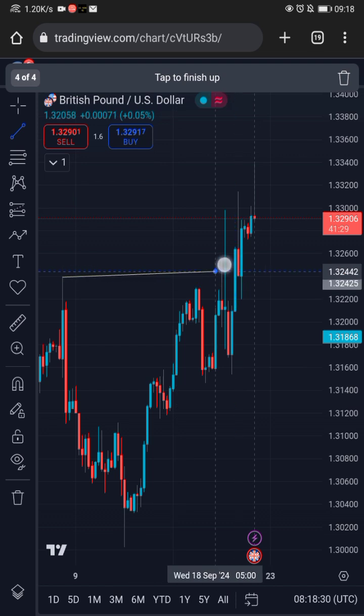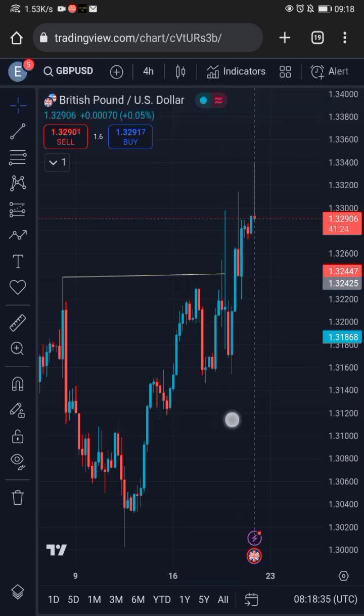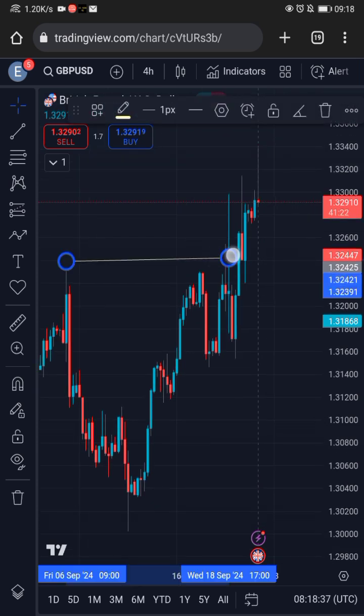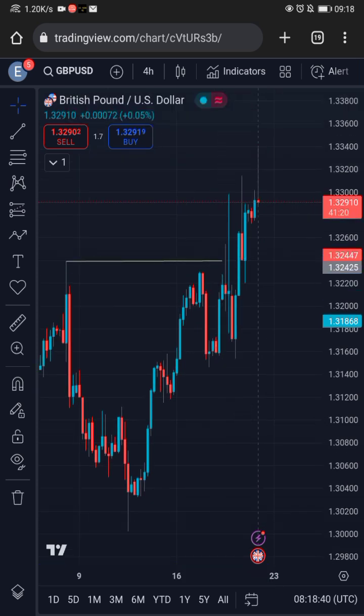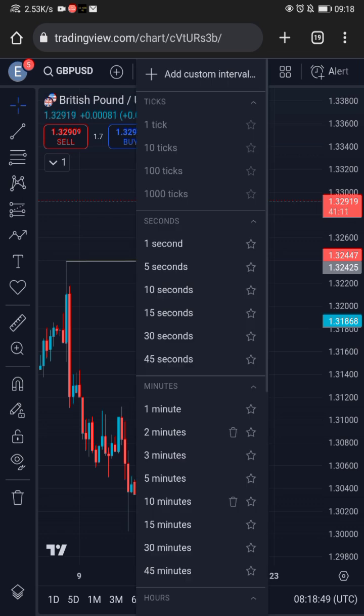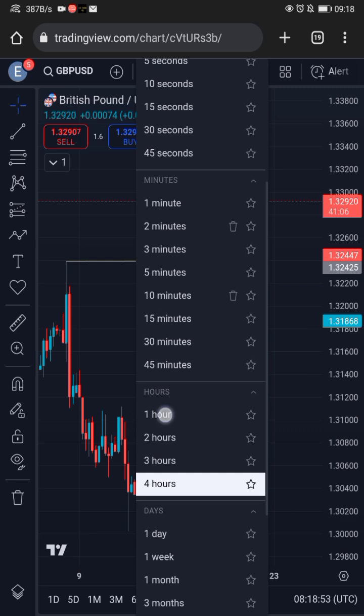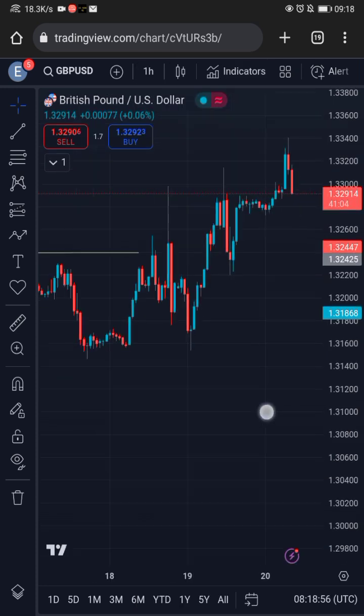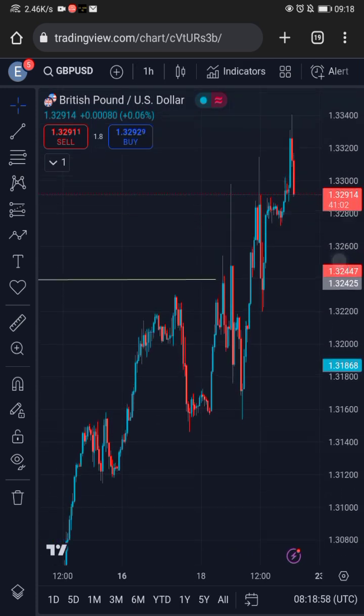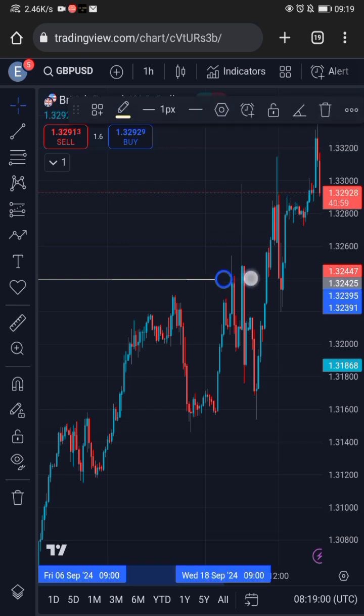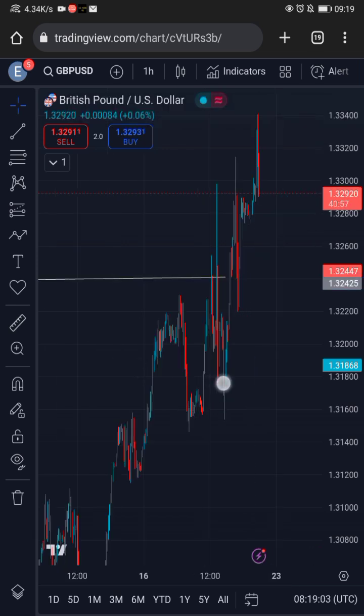This was the last high the market created before moving to the downside. This was the last high the market created before moving to the upside. On our 4-hour chart, you can see that this market closed with a wick. But if we move to our H1, we will notice that this market actually closed not only with a wick, it closed above that zone.